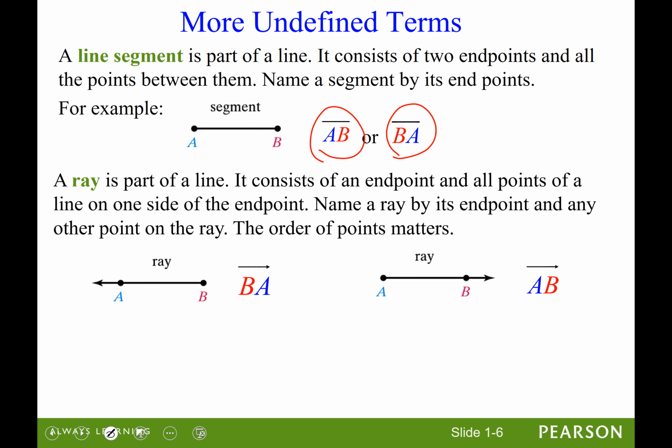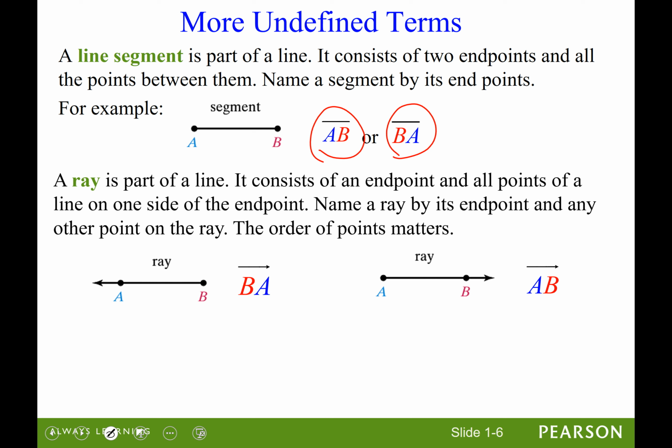The next undefined term is a ray. A ray is part of a line. It consists of just one endpoint and all of the points of a line on the other side of that endpoint. You name a ray by its endpoint and any other point on the ray. Now this time, the order of points does matter.